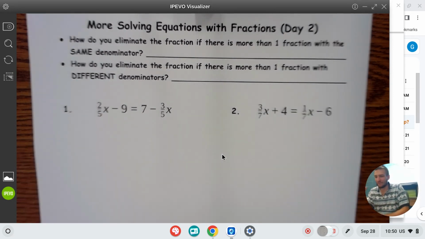We're going to see two different types of questions. One of them, super easy, exactly like day 1. The other one, maybe a little bit harder, but still pretty easy.